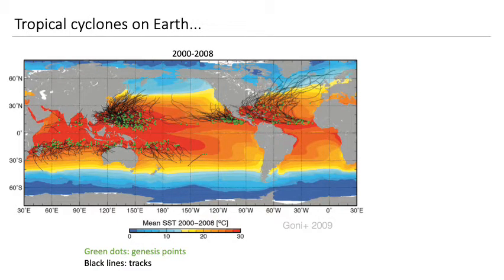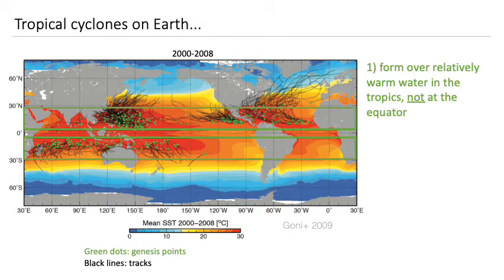So, tropical cyclones on Earth. Here's a map of the distribution of mean sea surface temperatures from 2000 to 2008 in degrees Celsius, in the colors. The green dots denote the genesis points of tropical cyclones globally, and the black lines denote the tracks, also from 2000 to 2008. So you can imagine a storm forming at one of these green dots and then moving along the black line associated with it.